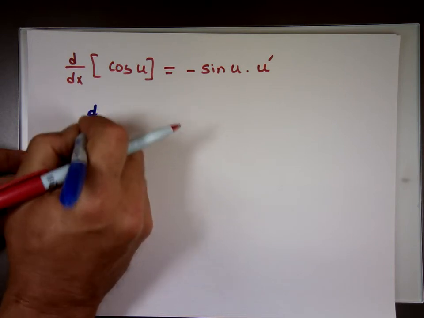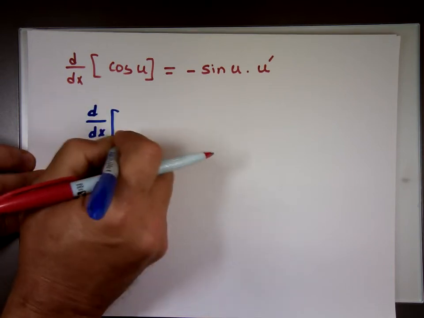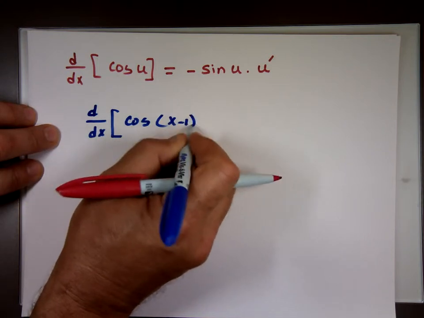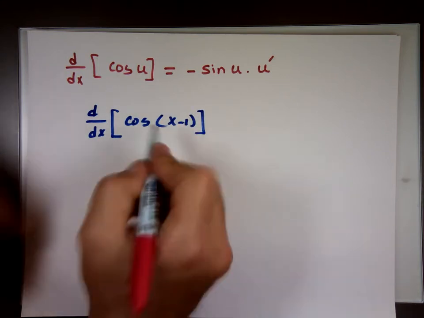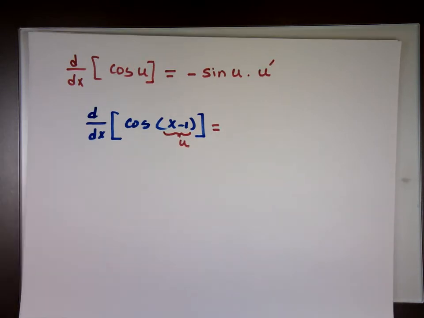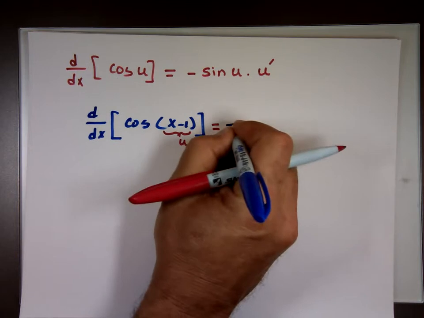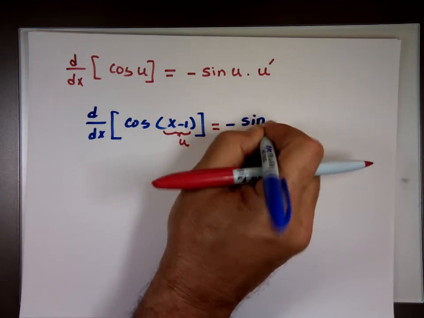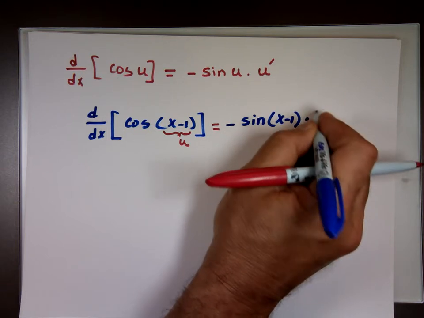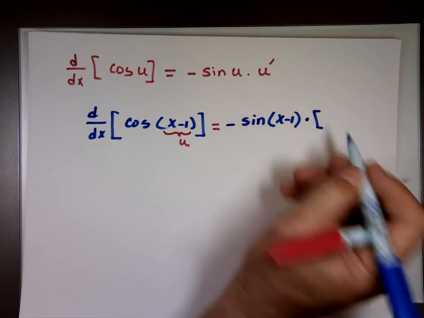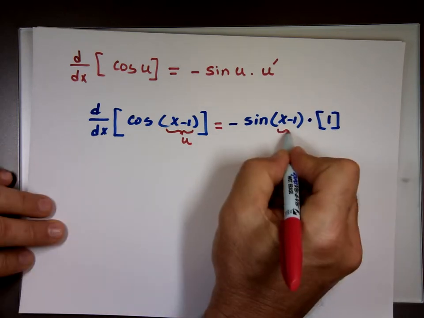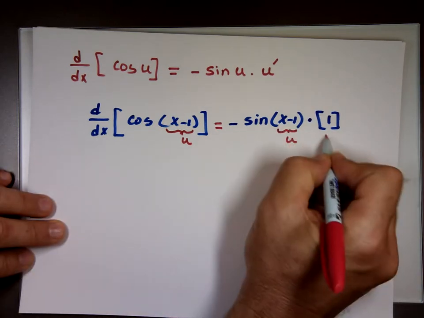So what's the derivative of cosine of x minus 1? Again, this is u here. So the answer is going to be what? Negative sine of u, which is x minus 1, times the derivative of u, which is 1. So this is u, and this is u sub prime here.